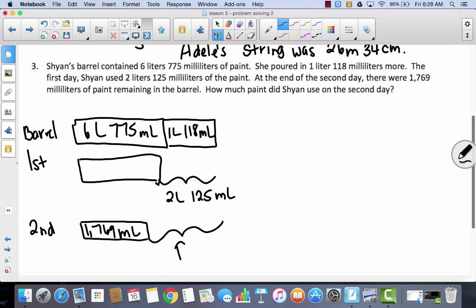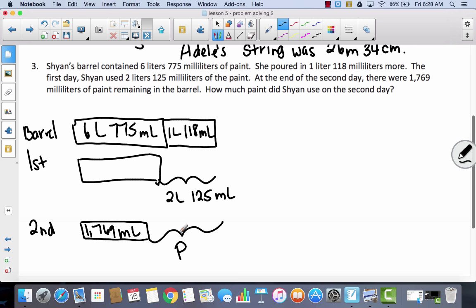So I'm going to call this P for paint. Now I know that sounds a little bit confusing, but let's think about this for a minute. This is how much paint was in the barrel. This was how much she took out. We don't know how much was left after the first day. We just know that she used this much. But we do know at the end of the second day, this is how much was left, but we want to figure out how much she used.